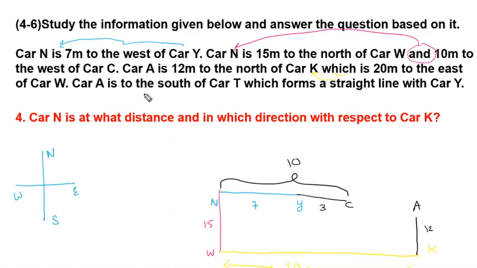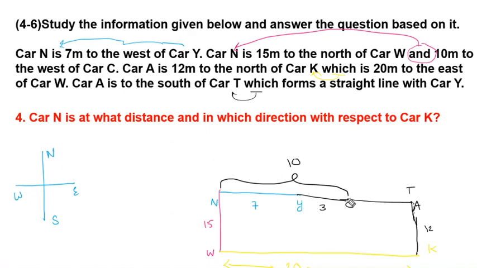Car A is to the south of car T, which forms a straight line with respect to car Y. So T forms a straight line with respect to car Y. Y is here, so here T is present. Car A is south of car T, so to the south of car T, car A is present. So this is the final diagram that we have got.